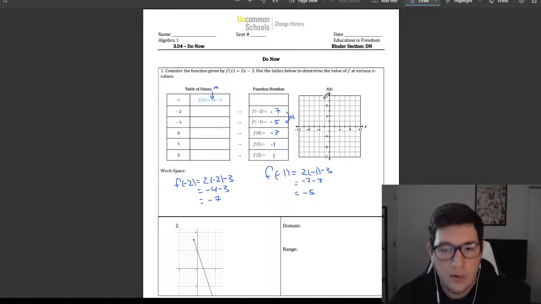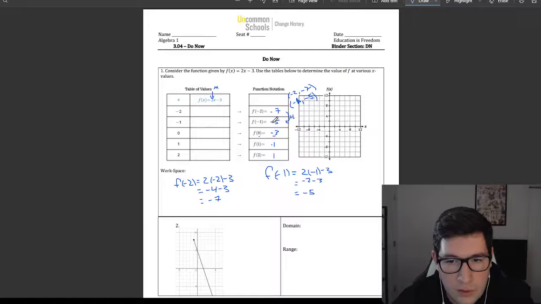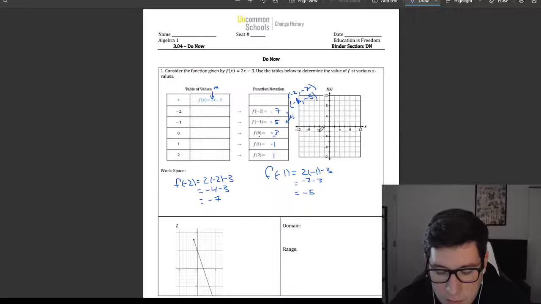And so moving on to our graph, we would simply take all these and make our points. Remember that this is our input, this is our output, so that's how we create our points. And so we're going to have -2, -7, -1, -5, and so on and so forth, going all the way down this list. And we simply go ahead and plot these.